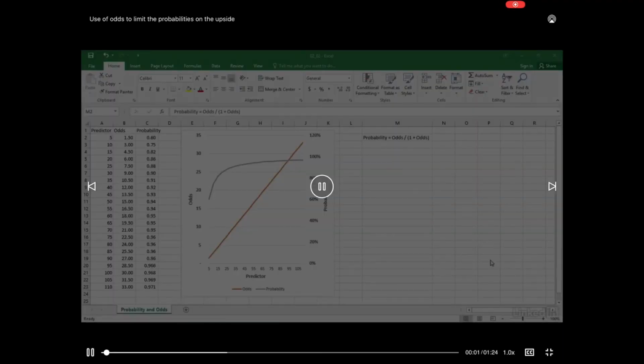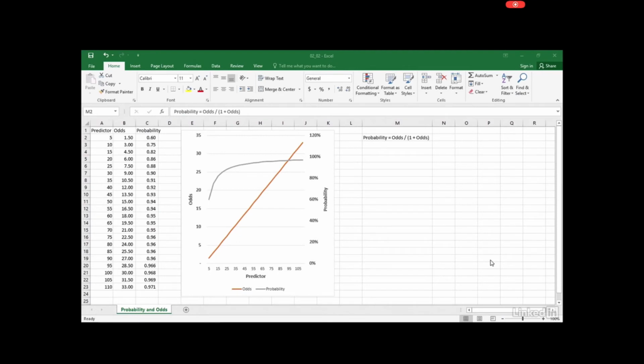In cell M2, I've repeated an equation from the prior lesson, and this equation relates the probability to the odds. Note the right-hand side of the equation, to the right of the equal sign, where we're dividing odds by the total of 1 plus the odds. This is an important equation, because no matter how high the odds are, when divided by 1 plus the odds, that means that the probability can never achieve more than 100%.